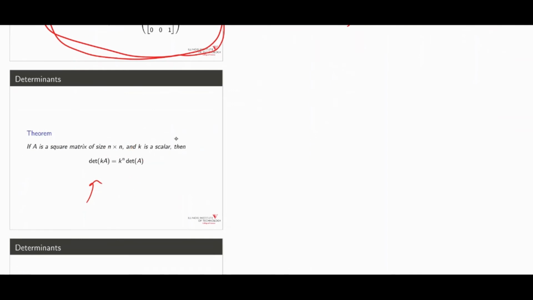So this theorem right here says that if your A is a square matrix of size n by n, then the determinant of kA will be k to the power of n times the determinant of A.